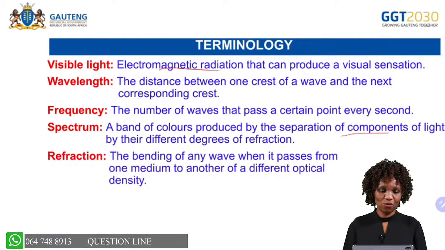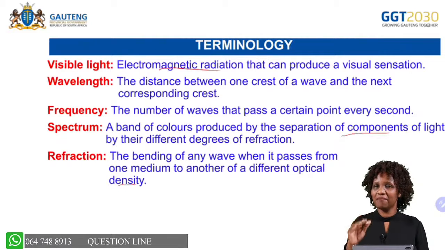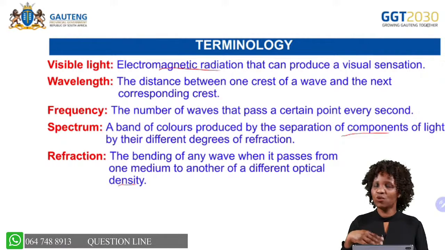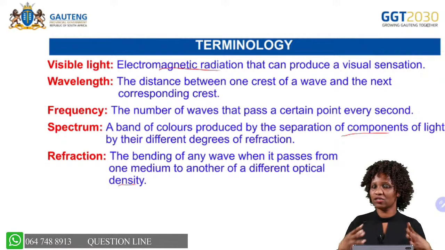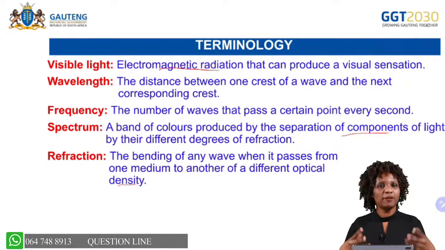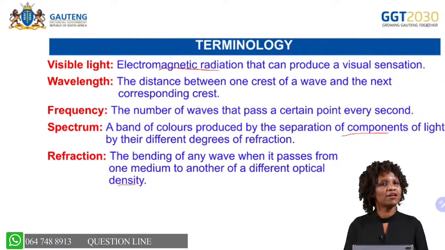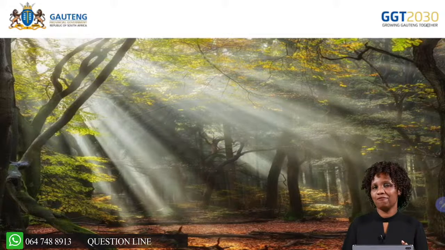And then another word, we've got refraction. Refraction is the bending of the wave when it passes from one medium to another of a different optical density. Remember, refraction is when light is bending. And then we are talking about passing through different mediums. When we say passing through different mediums, we mean that light can pass through glass. It can pass through water. That is a medium.